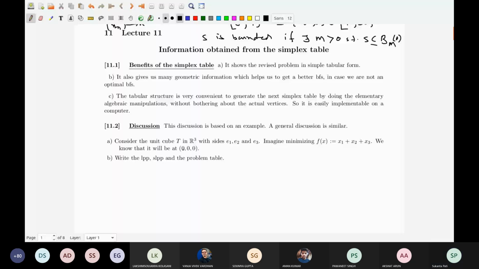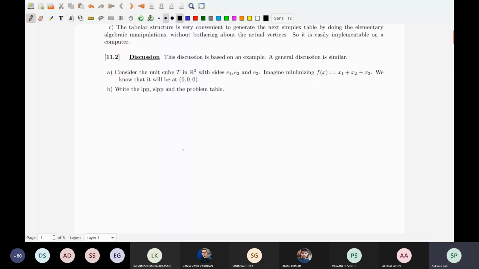imagine you are having the unit cube in R3. So that has sides E1, E2, E3. And so the corners are 0, 0, 0 and 1, 1, 1. Those are the diametrically opposite corners. Okay, and imagine you are minimizing x1 plus x2 plus x3. On the unit cube, because we are human beings, we know that the answer is 0. Okay, that is the smallest.